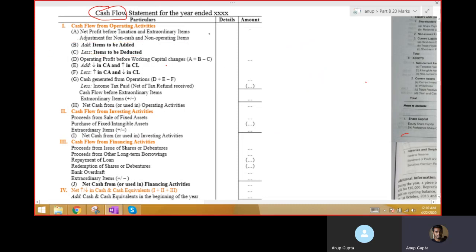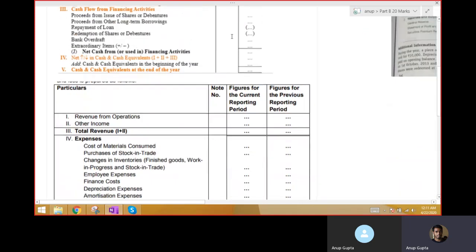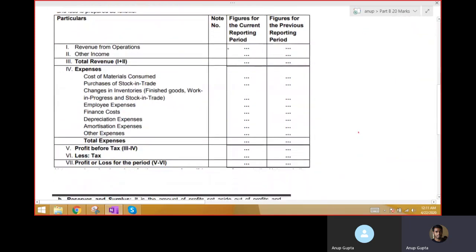So we got net profit. So net profit amount is X. Now this X net profit, we got it from the statement of profit and loss. We are talking about this profit, this net profit before tax, whatever is X. So let's talk about this X.